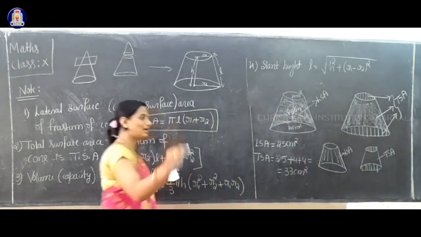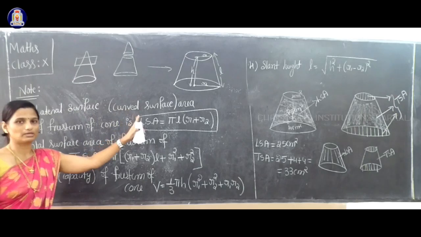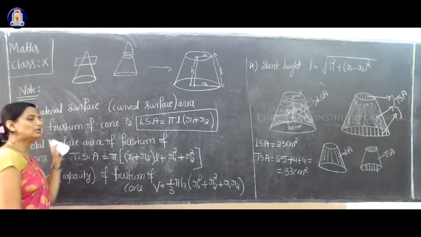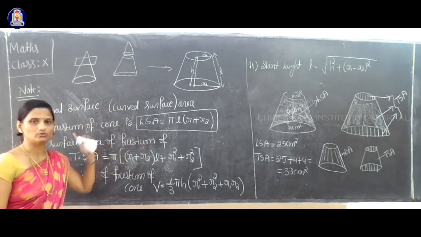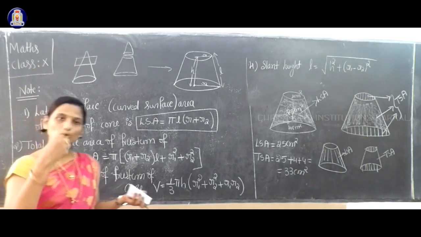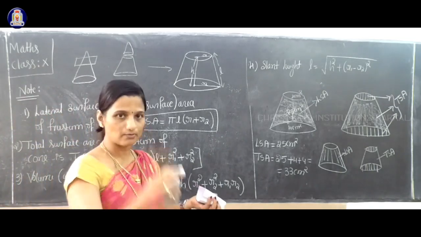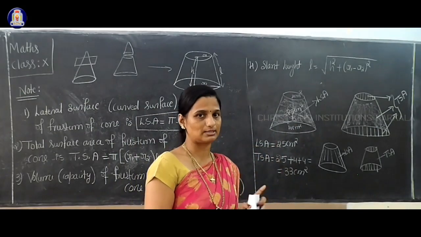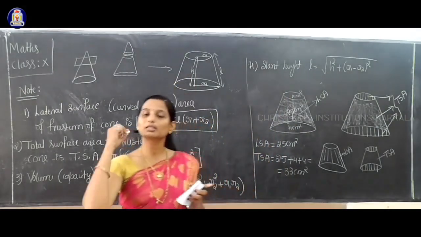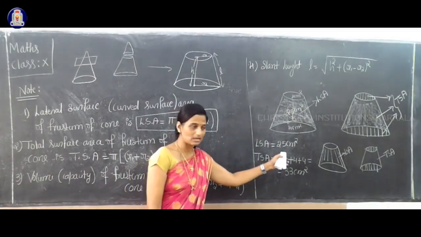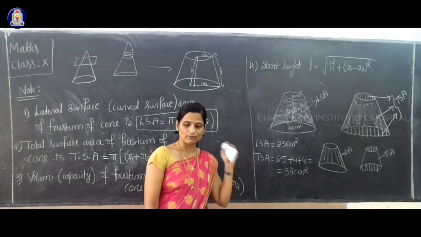If they ask directly to find the lateral surface area, you can use that formula. Find the total surface area, you can use this formula. But if it is closed at both ends, find the surface area means total surface area. If it is open at both ends, find the surface area means lateral surface area.